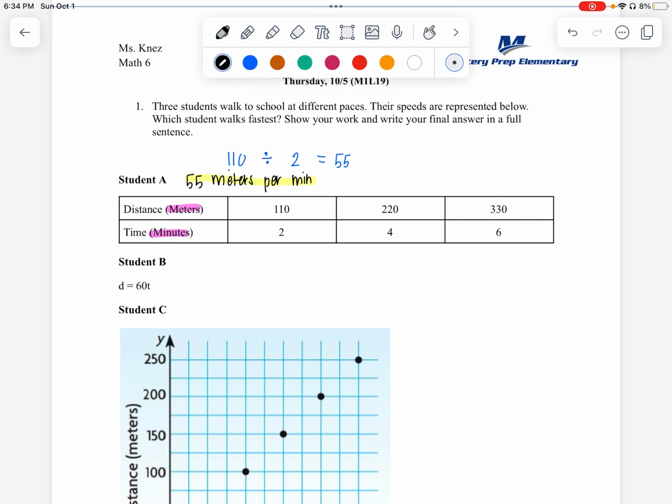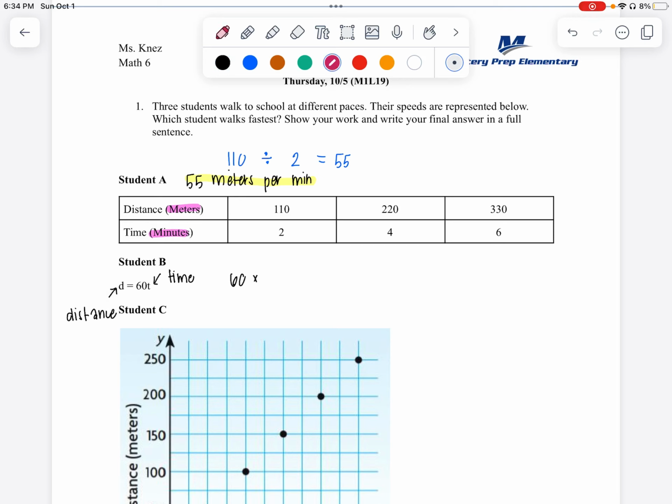In question, student B says D equals 60t, and I'm going to assume that t is time and d is distance. That's totally Miss Kinez's fault. That should be written down for you. But I know that I'm multiplying 60 times the number of minutes to get the distance.